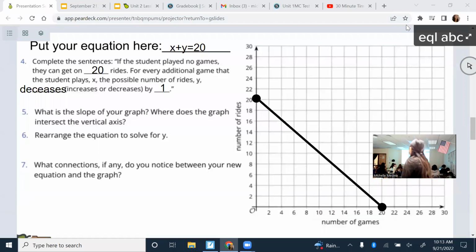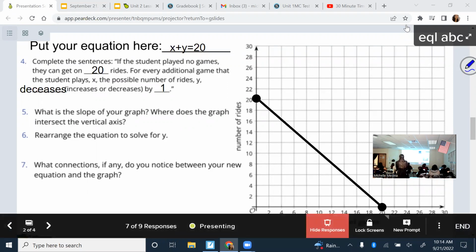So equation 1, if they played no games, we discovered that they could get on 20 rides. Why? Because y equals 20 when we solve for it. Now you can tell that for every additional game the student plays, the possible number of rides decreases, because our graph is going down, correct? We call that having a negative slope. So when it decreases, it's a negative slope.